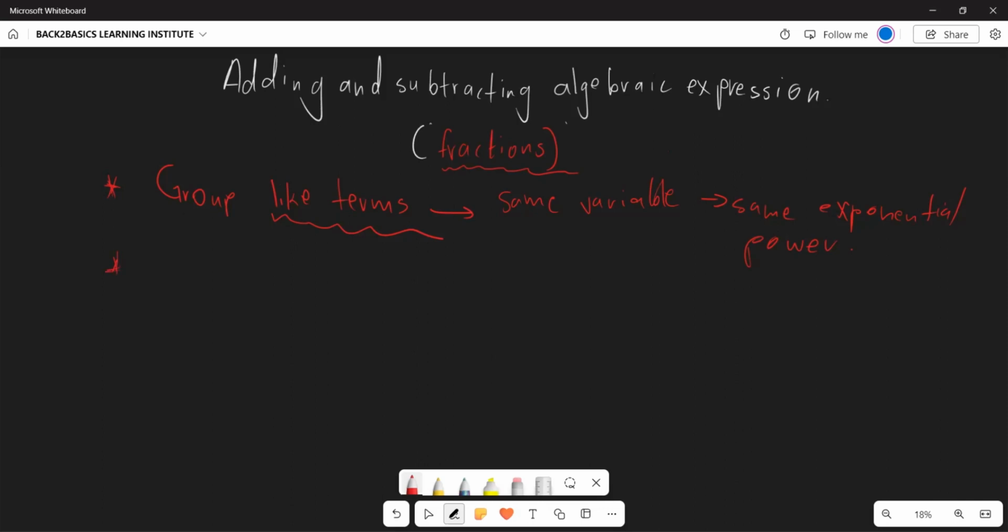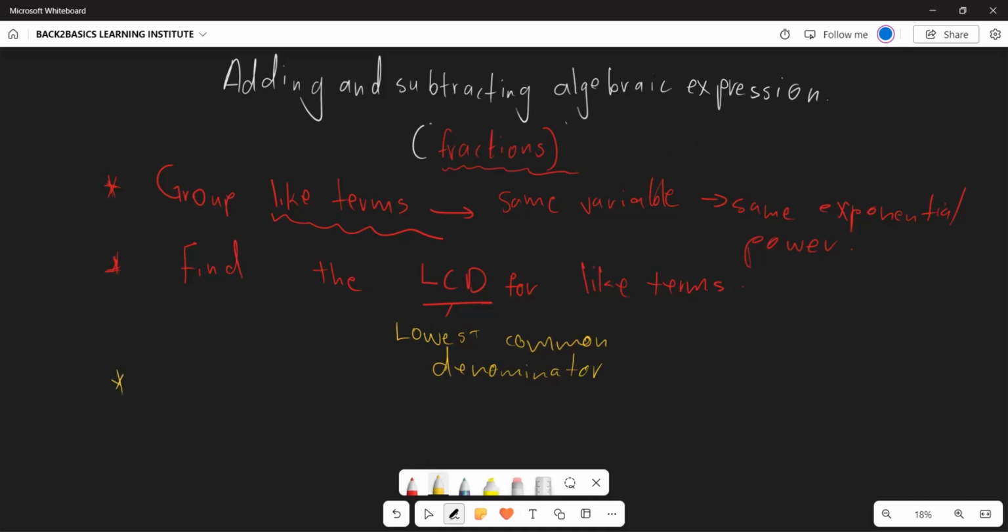Whenever you are given an algebraic fraction expression to solve, you need to be in a position to find the LCD. I know some of you might have already forgotten what LCD stands for. Remember, LCD stands for the lowest common denominator. This is what you also need to find before you solve.